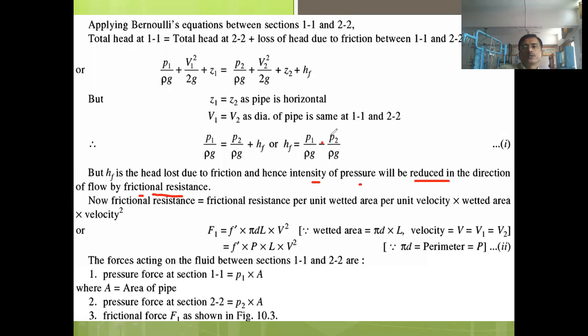Pressure P1 and P2. P1 will be greater than P2. There is a loss in the head. Due to that, pressure is going to decrease there, and that's why P2 value will be smaller as compared to the P1 value.